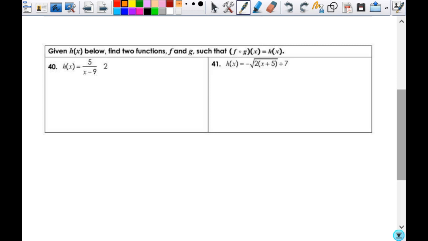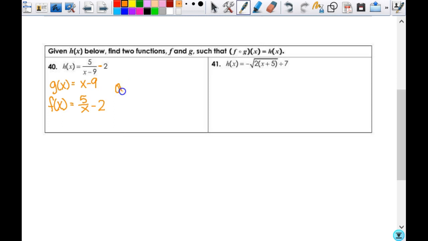I suggest you work from the inside out. g of x is your input. So we'll find g of x, and then we'll find an f of x that will go with it. So if I use x minus 9 as my g of x, then that means my f of x would have to be 5 over x minus 2. Oh yeah, this was the other mistake. You make that minus 2.